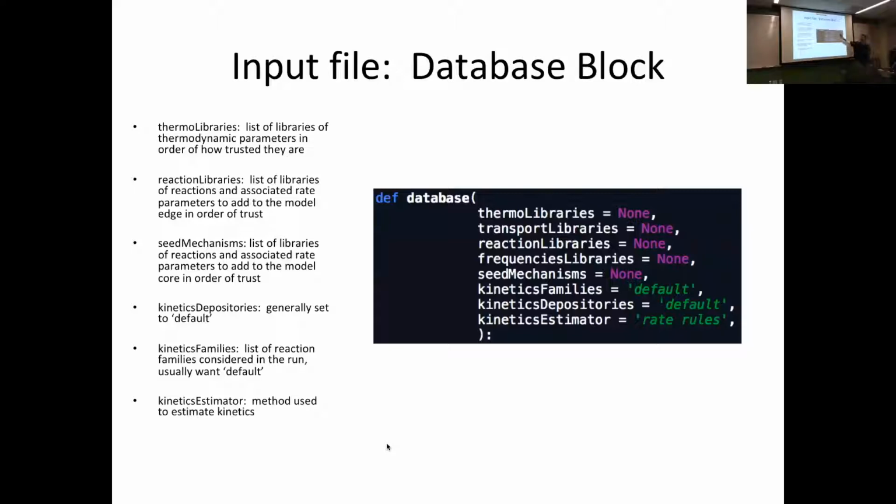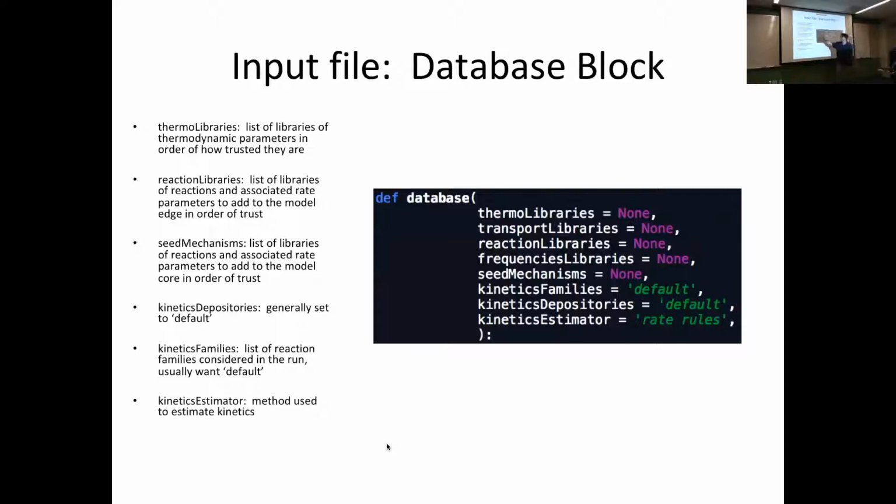So the thermal libraries, of course, is a list of thermodynamic libraries. The order is quite important. They should be in order of how trusted they are, because if the first library has a value that's in any of the later libraries, the value in the first library will take precedence over all the other ones. When it looks for thermal data for a species, it will go through each of these libraries individually, and it will take the first piece of thermal information it finds. So you need to be careful to put the most trusted ones first and the less trusted ones further down.